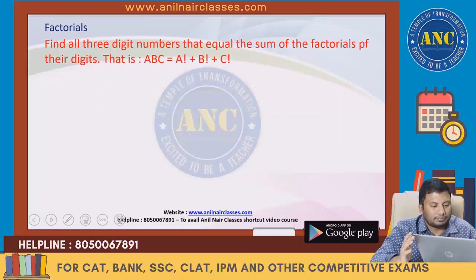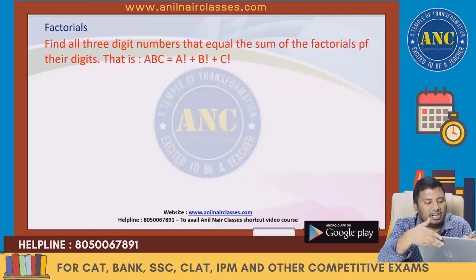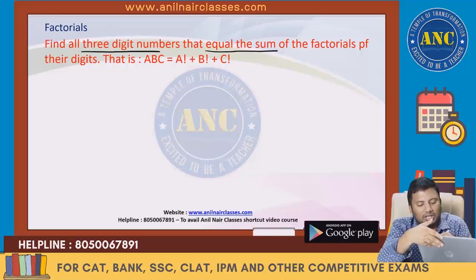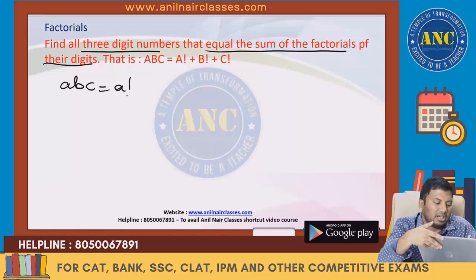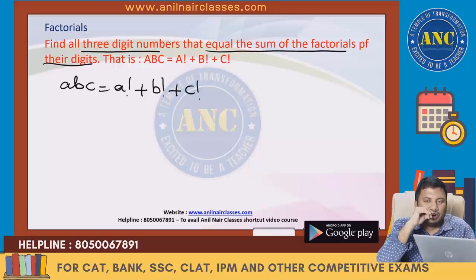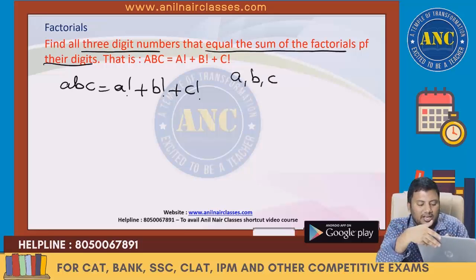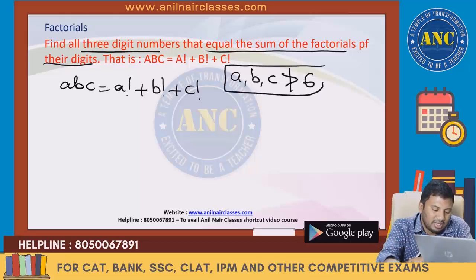Next one. Find all the 3-digit numbers that equal the sum of the factorial of the digits. ABC is A factorial plus B factorial plus C factorial. Now think logically. Can I say A, B and C cannot take any value greater than or equivalent to 6?